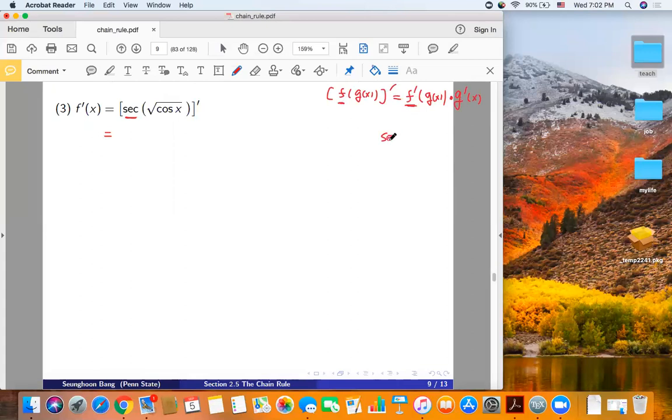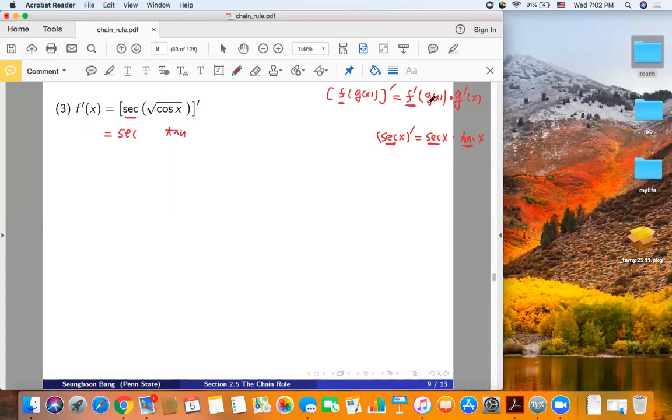So my question: do you remember what is secant of x prime? Do you know secant of x prime? Do you remember this one? The secant of x prime is, yeah, secant times tangent. You're right. Exactly. The secant x times tan of x. So what is secant prime? Secant times tangent. So you can write secant times tangent.